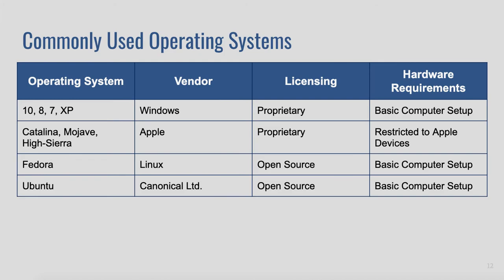Now, when we're talking about the commonly used operating systems, I've got a couple of other examples there. So in case you're not familiar with Catalina, I've got Mojave and High Sierra, before that Sierra, Snow Leopard, etc. You've got Windows 10, 8, 7, XP, 2000, all the way back to 1995, which was the first version I used. You've got Linux, Fedora, Canonical, Ubuntu. But the key thing here I want to talk to you about is licensing.